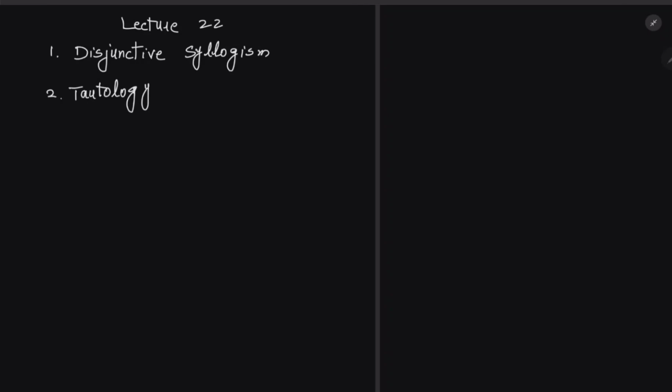In this video, I will talk about disjunctive syllogism, and we will discuss the tautology of this concept later on. So we start the concept with some examples, so you can understand the basics of disjunctive syllogism through examples. Example number 1.